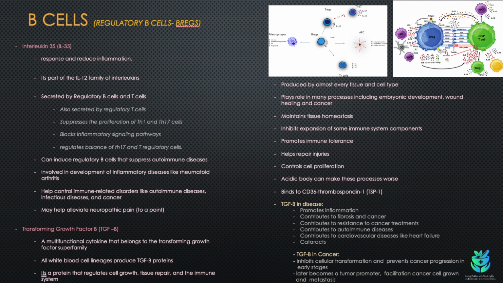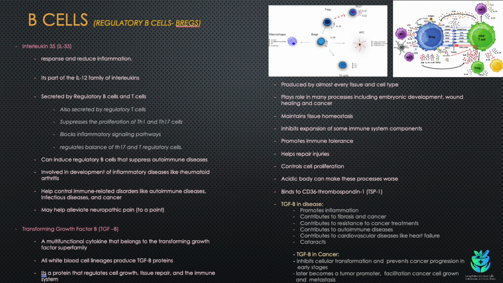It's also involved in development of inflammatory diseases like rheumatoid arthritis, and it can help control immune-related disorders like autoimmune diseases, infectious diseases, and cancer. So it's really important that your regulatory B cells and T cells are letting out the correct amount of interleukin. Too much or not enough is very harmful to your body. It also may help alleviate neuropathic pain to a point if you get these under control.